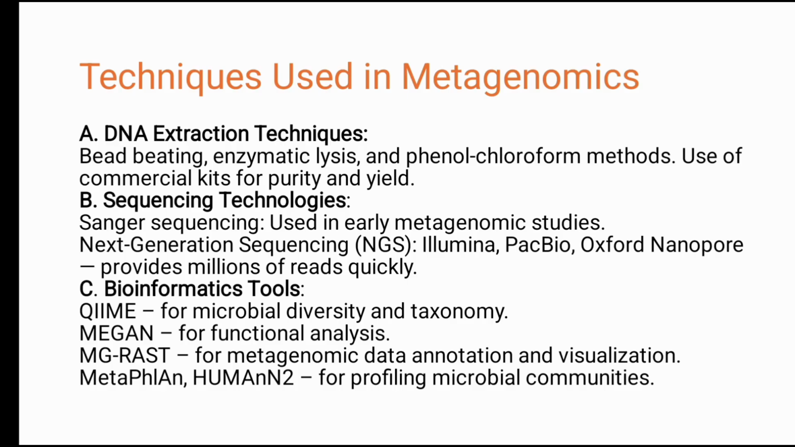Mostly, commercial kits are used for purity and yield. In sequencing technologies, Sanger sequencing was used in early days, but it had some disadvantages. But today, next generation sequencing methods like Illumina or Oxford Nanopore are used. These methods provide easy and quick results. Different bioinformatics tools are used based on the parameters that we want to study.